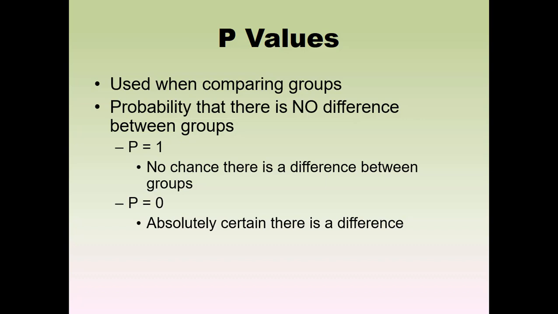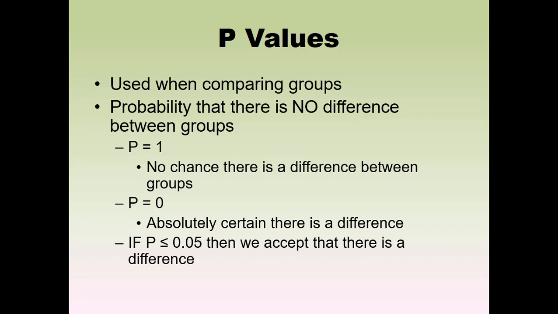Now in science, we've set an agreed upon limit where we truly accept that there is a difference. And that's the 95% certainty level. So if the p-value is less than 0.05, we would say that yes, there is a difference between those two groups. So if the p-value came back as 0.01, we would say yes, there is a difference between those two groups. If the p-value was 0.95, we would say no, there is no difference between the two groups.